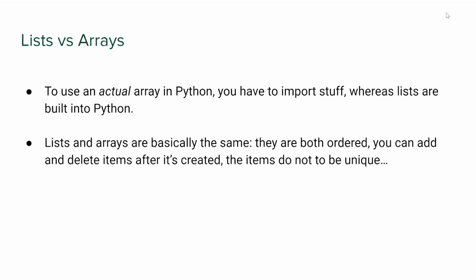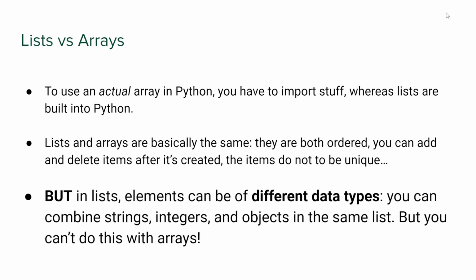So lists and arrays are basically the same thing. They're both ordered. You can add and delete items after it's created, and the items don't need to be unique. The add and delete items is very important, and we're going to talk about functions to add and delete these items in future videos. But in lists, and this is a very important part that is not true for arrays, the elements can be of different data types.